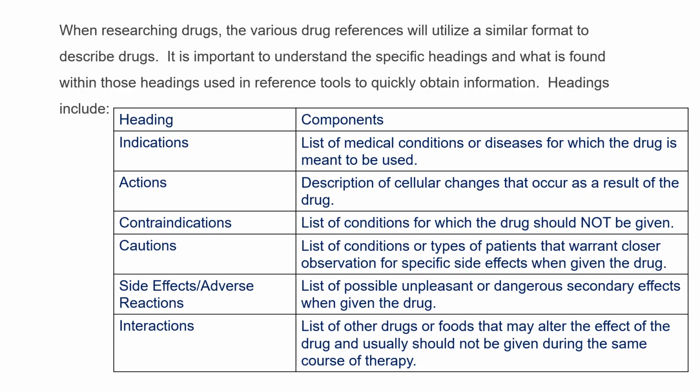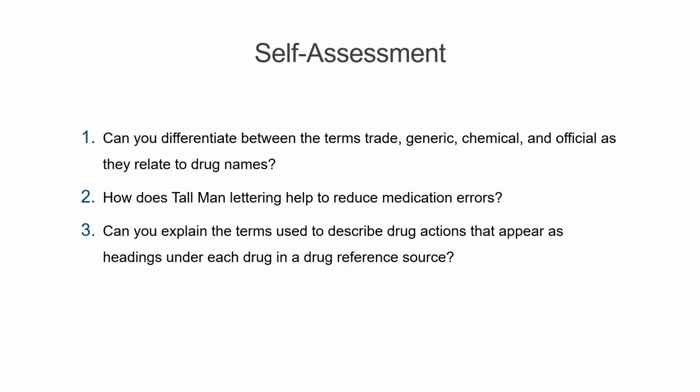When researching drugs, various drug references will utilize a similar format to describe drugs. So it's important to understand the specific headings, what is found within those headings, and used in reference tools to quickly obtain information. So different headings can include the drug indication, action, contraindication, caution, side effects, or interactions.